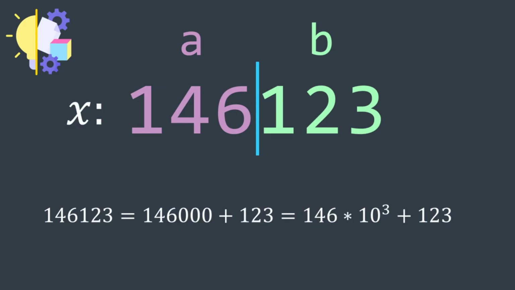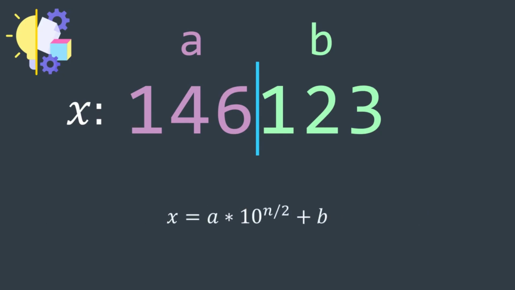We know that X is 146,000 plus 123, which is equal to 146 times 10 power 3 plus 123. 3 because it's half of 6, the number of digits. In a general way, x is equal to a times 10 power n divided by 2 plus b.